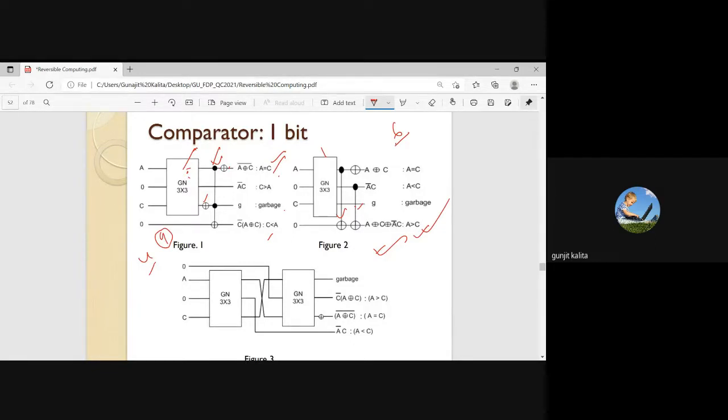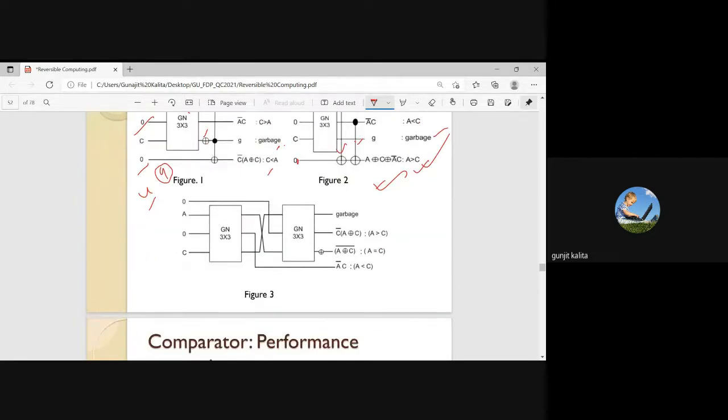But in terms of garbage and ancilla, they are the same. Here is a single garbage, there is also a single garbage. Two ancilla count here, and in this case also two ancilla count. But it will be better because the quantum complexity will be less. Same way, if you consider this, here the quantum complexity, I'm telling, will be 8.